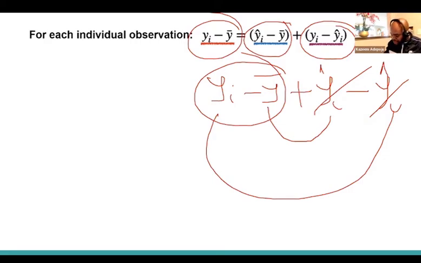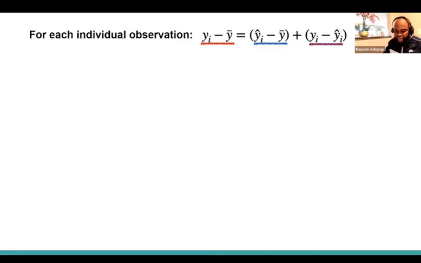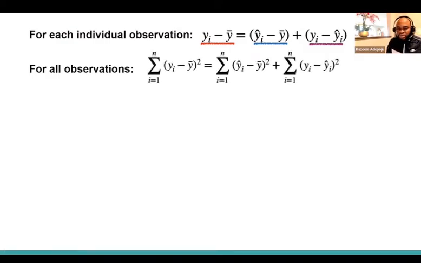Take a look at that now. That is exactly what I have, and this is for each observation. Mathematically, I go from here to here by only introducing this term, and this term I can still cancel out. Now for all observations, I'm going to square each of that. Then I'm going to sum that over the sample size.